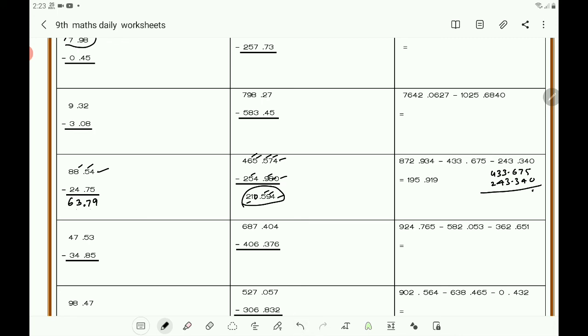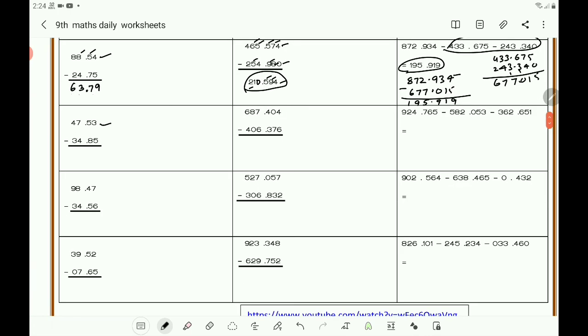Here what is the sum of these two? 5, 7 plus 4, 11, 1 carry, 6 plus 4, 10, 1 carry, 3 plus 3, 6 plus 1, 7, 3 plus 4, 7. So 677.015. Now you take this one. 872.934 minus 677.015, the point comes here. Now you subtract. 14 minus 5, 9. Here 3 means 1 is already over. So it becomes 12 minus 2 minus 1, 1. Then here 9. 12 minus 7, 5 you will get. And here 6 is there. 16 minus 7, 9. Then 7 minus 1, 6. 195.919 is the answer. So add the same sign, then you subtract.